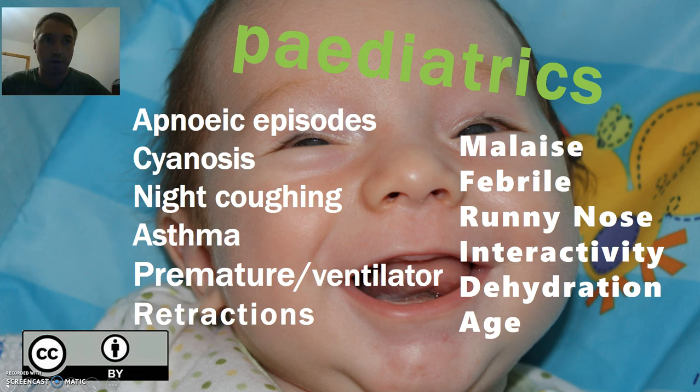When you're assessing them, you should make sure you strip them off and have an actual look at their chest and inspect their chest. Look particularly for intercostal retractions or belly breathing. This will indicate how severe their shortness of breath is. Also look for general effects such as general malaise. Are they febrile? Do they have a runny nose? What's their interactivity? Do they look dehydrated? Be very careful when dealing with young kids and very young babies if you see any of these signs.